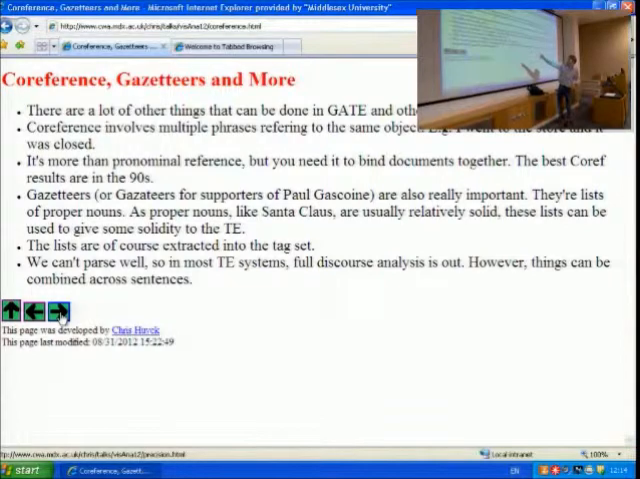We can't parse well, so most text extraction avoids it. So when you parse a sentence, even one of the best systems gets lots of it wrong. They get about 90% of it right. That means they get 10% of it wrong.